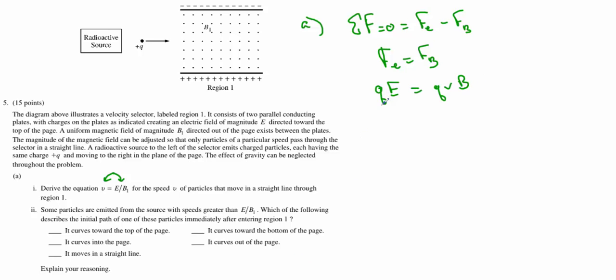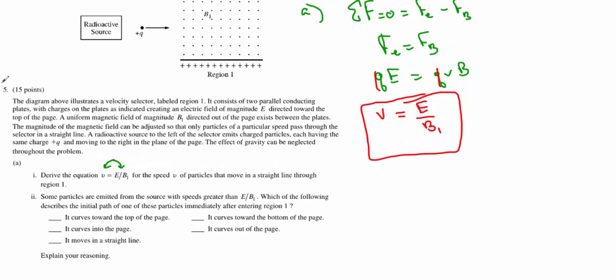Now you'll notice the Q's cancel each other out. We can isolate V on its own. V will equal E divided by B. We're going to call it B1 because they call it B1. If you look ahead into the problem, you'll see there's going to be another field introduced in a minute.